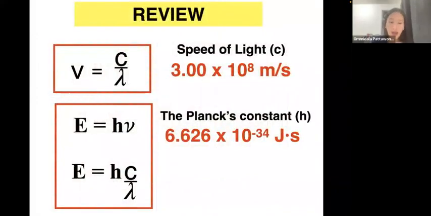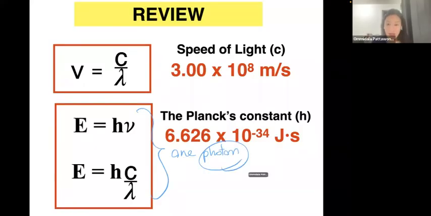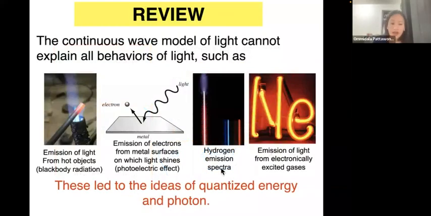So here is the summary of what we have learned so far. We learned about the relationship between frequency and wavelength, energy and frequency, and energy with the wavelength lambda. This energy is going to describe one photon of light, and a photon represents a packet of energy of light. Light comes as a fixed amount of energy, and this photon also describes light as a particle. We also learned about these phenomena that lead to the idea of quantized energy, or the discrete amount of energy of a photon.